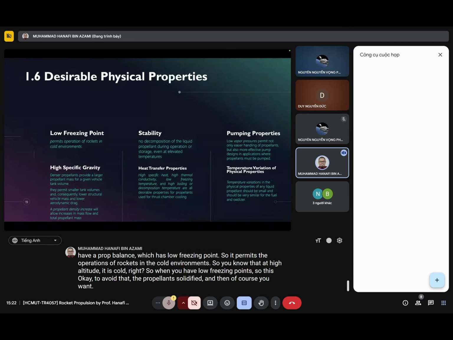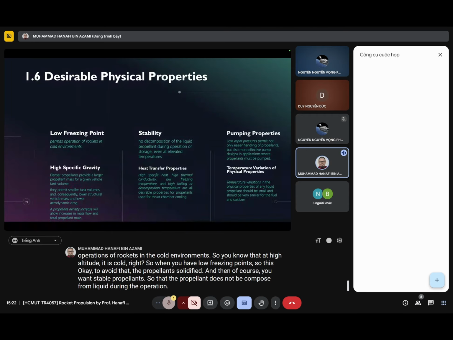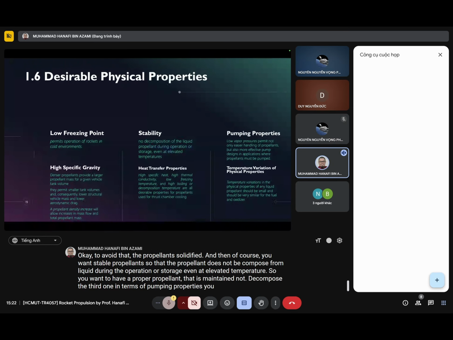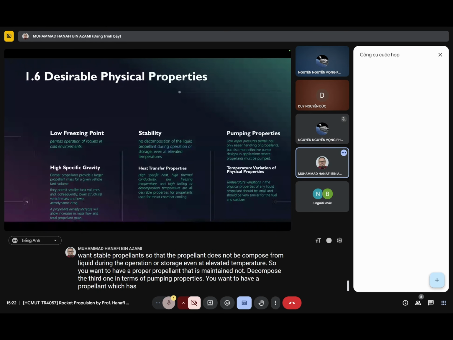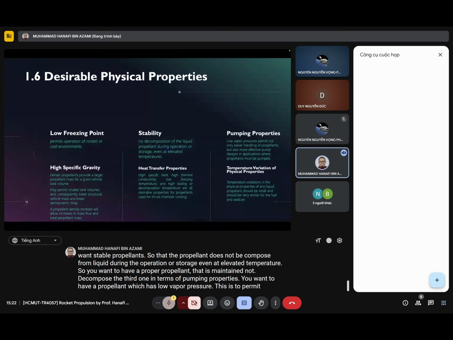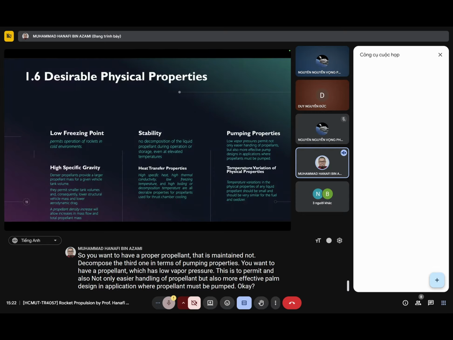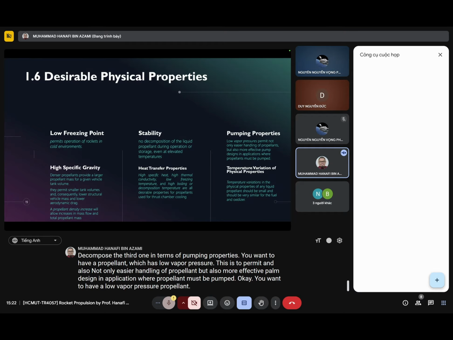And then of course you want a stable propellant, so that the propellant does not decompose from liquid during operation or storage, even at elevated temperature. So you want a propellant that is maintained, not decomposed. The third one, in terms of pumping properties, you want a propellant which has low vapor pressure. This permits easier handling of the propellant and also more effective pump design in applications where the propellant must be pumped. So you want a low vapor pressure propellant.